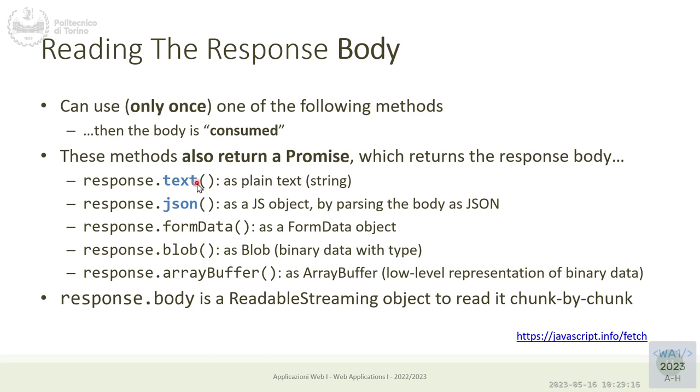And this is the reason why these two methods return a promise, because they are parsing a stream. And so they need to wait until the stream is unrolled up to the end. So these are the two methods, especially JSON, that we can use after the response has been resolved to extract information from the body of the response itself.